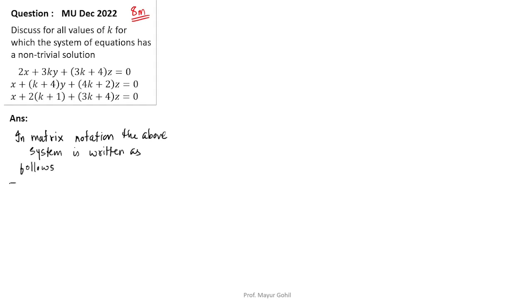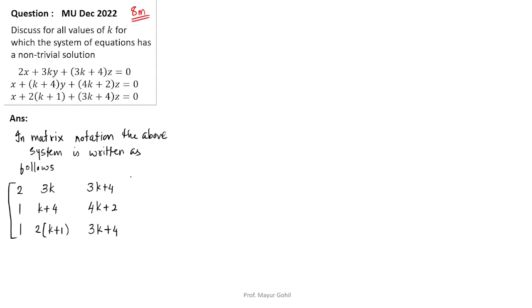So we will have to write the coefficients of x in the first column. So it is 2, 1, 1. Coefficients of y are 3k, second is k plus 4, the next is 2 times bracket k plus 1. The next, coefficients of z, will come in the third column. So here it is 4k plus 2, here it is 3k plus 4.